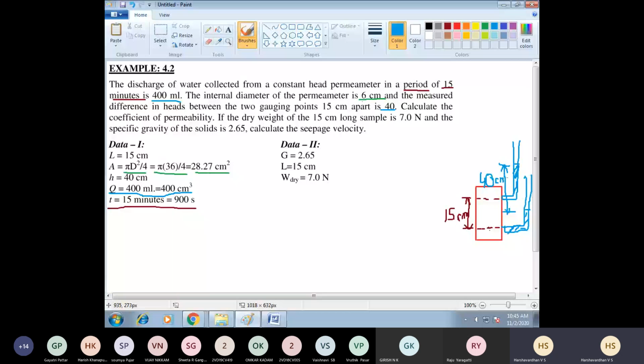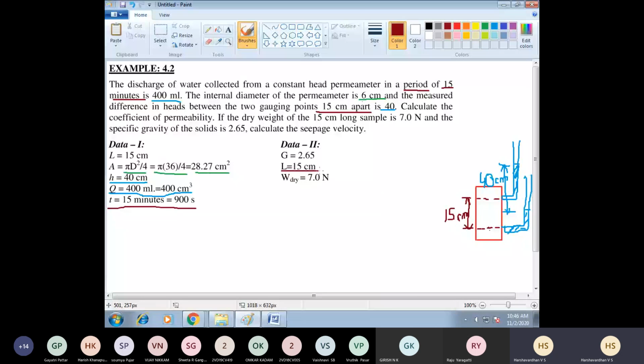Okay, so the length between 2 points is 15 centimeter, and the head measured is 40 centimeter. So the head measure is 40 centimeter, and the distance between 2 points is 15 centimeters apart. So the length of the soil sample is 15 centimeter. I hope the data given is clear. Calculate the coefficient of permeability.